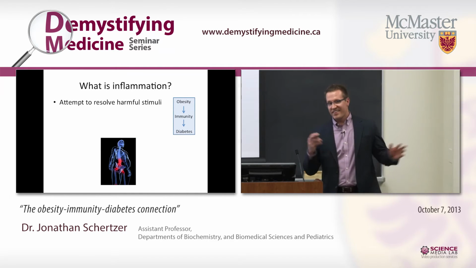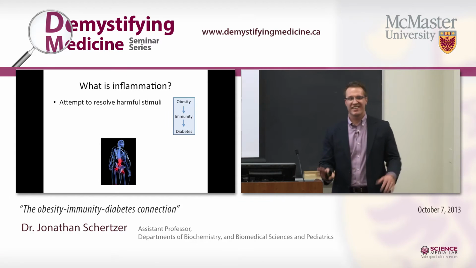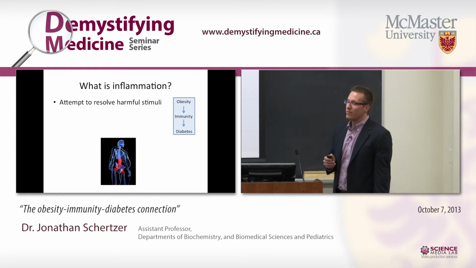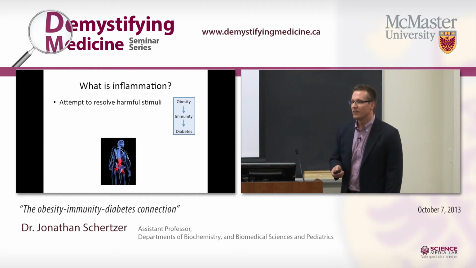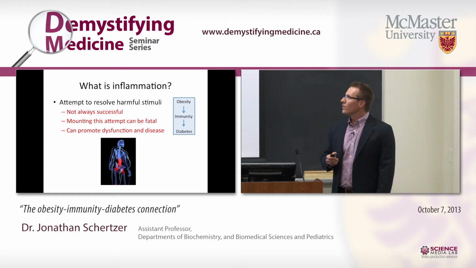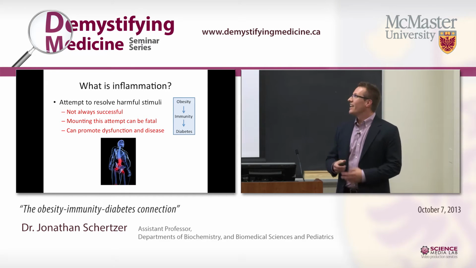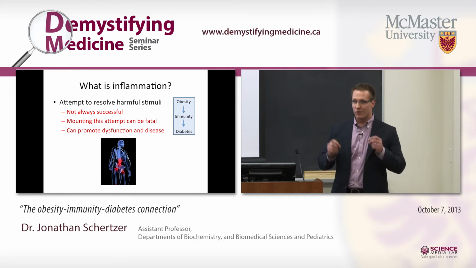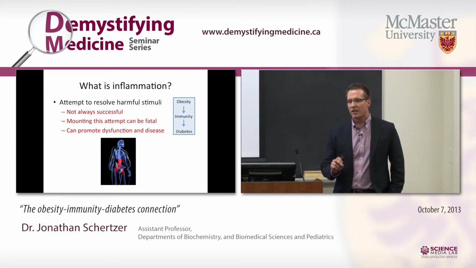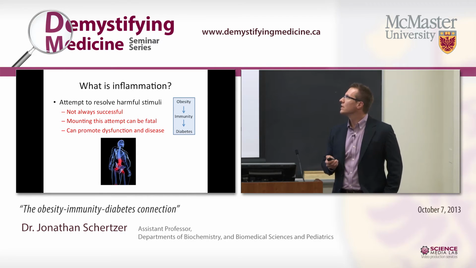So I think we've gotten this far in 2 talks and we haven't talked about what inflammation is. I have a very broad definition of inflammation. It's really just an attempt to resolve harmful stimuli. Okay? I could tell you about all the cytokines and cells involved, but really that's what it is. And this is not always successful. Okay? And mounting this attempt can actually be fatal. Your own immune system can cause death if it's overactivated. And we're now appreciating, or for some time, that this can promote dysfunction and disease, whether that's in a pulsatile way, an acute event like sepsis, or whether it's a chronic disease, such as associated with obesity.